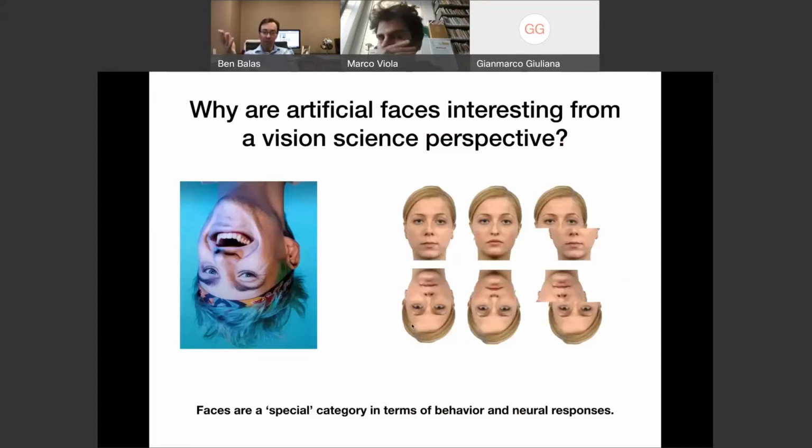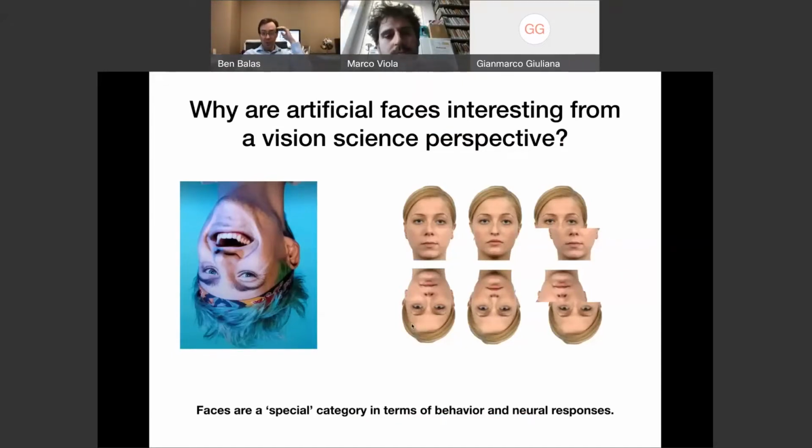And what I mean by special here is that the way we process images of real human faces seems to be fundamentally different than the way we process other objects in our environment, things like cars and houses and chairs, all the other stuff that populates our visual world.